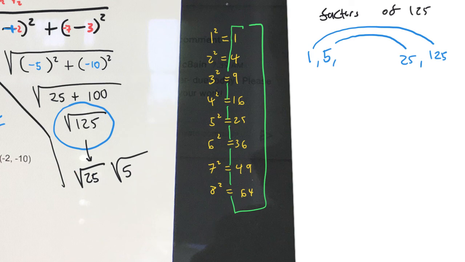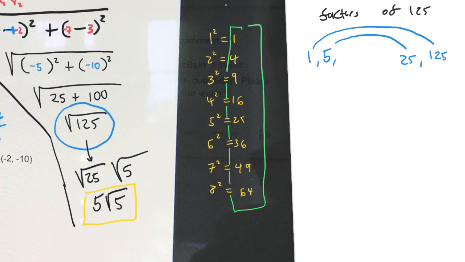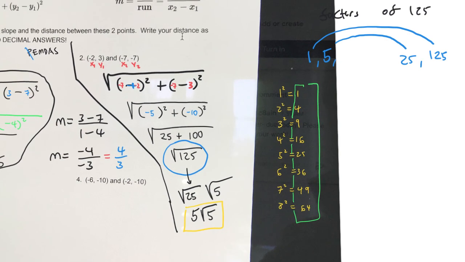So it turns out that 25 is a perfect square, so that 25 could be square rooted. Square root of 25 over here, well, that's just 5. So what we're left with is 5 square root of 5. And that is the proper way of answering the question of what is the distance between these 2 points.